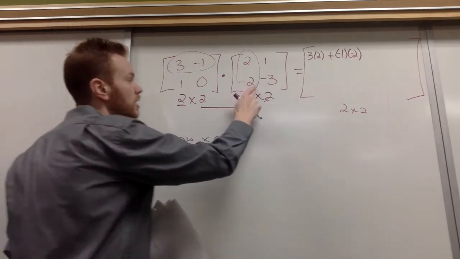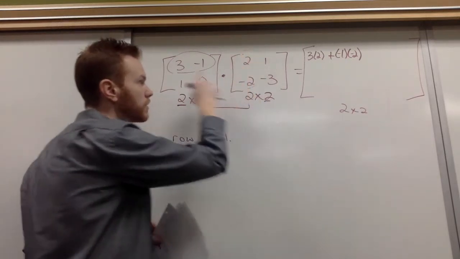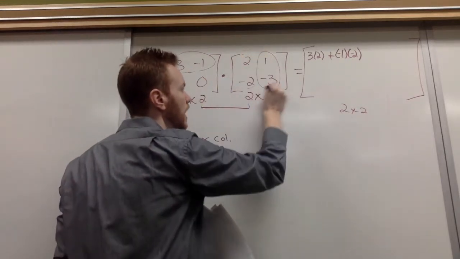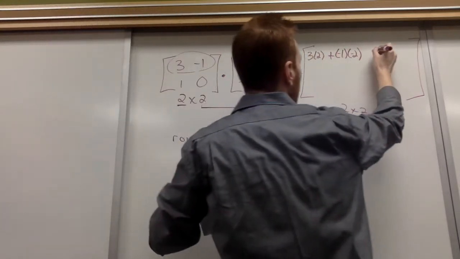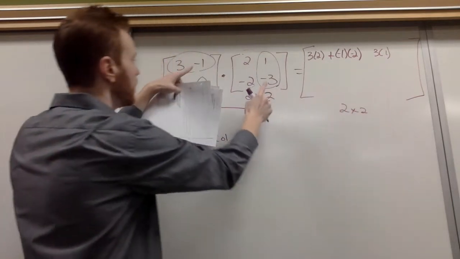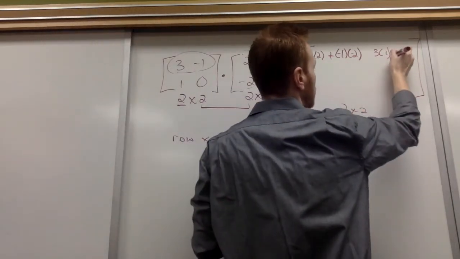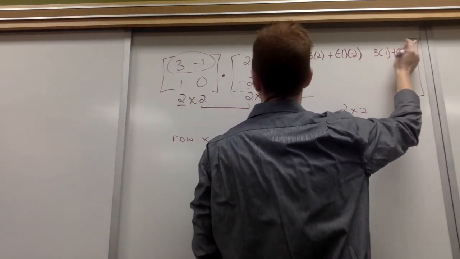Okay, next, moving on. We're still going to keep the same row, but we're going to just change the column. Now we're looking at this column over here. So 3 times 1, and then -1 times -3. We're going to add those guys.